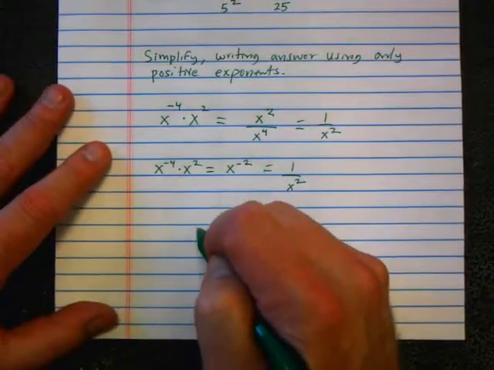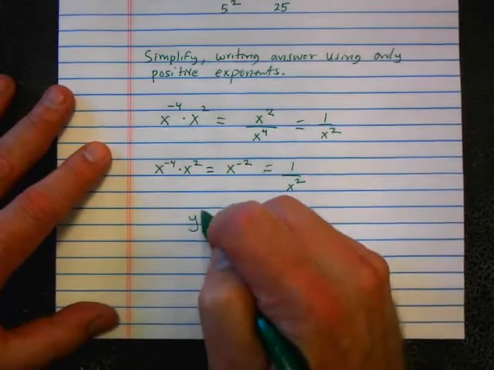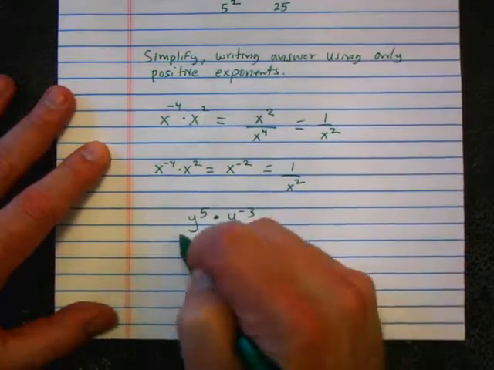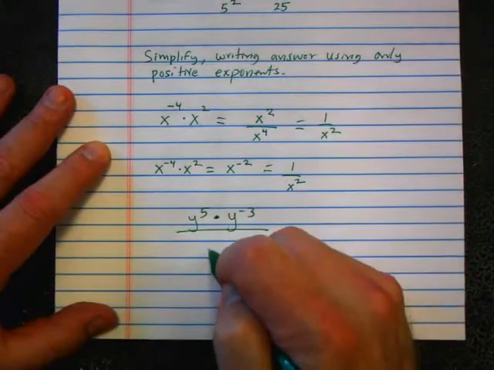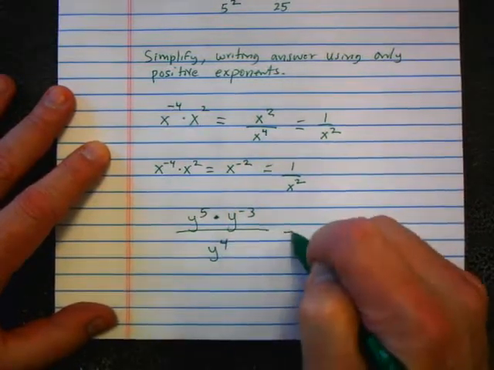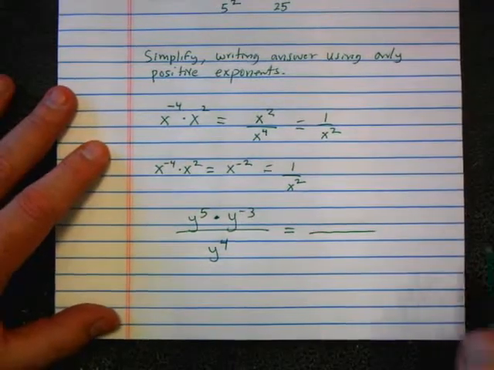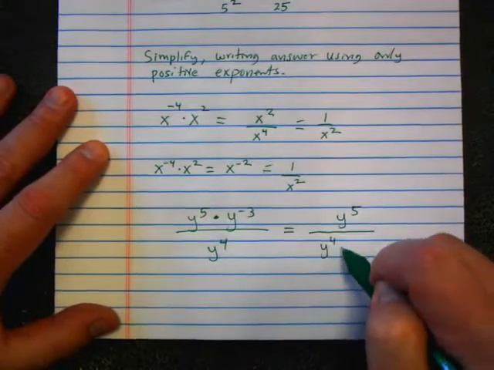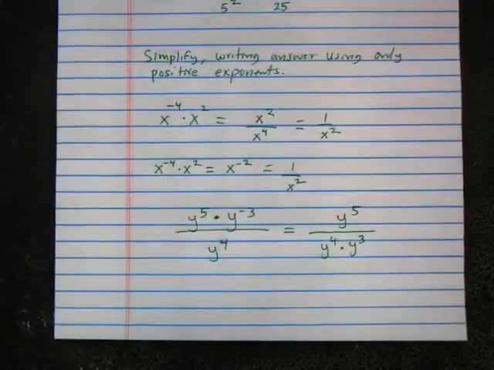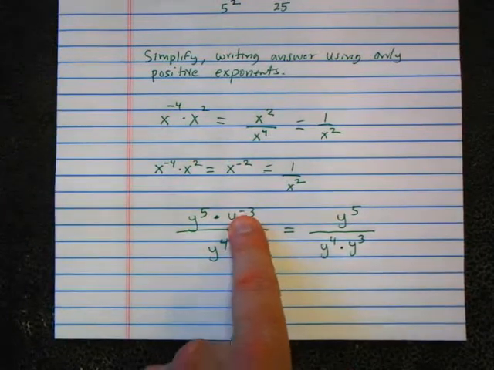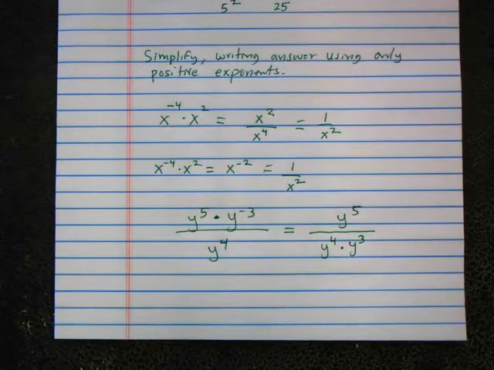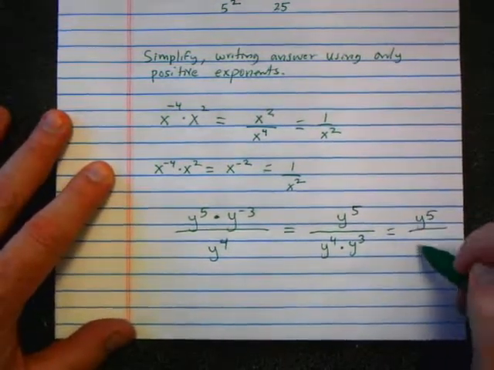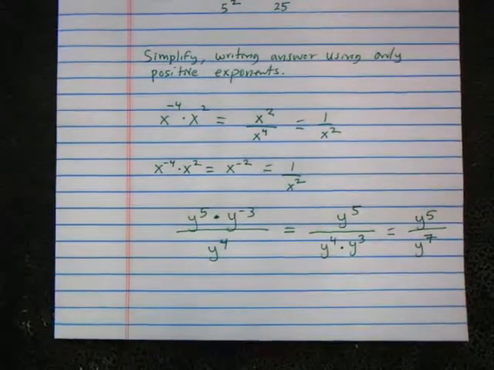If I had y to the 5th times y to the negative 3 divided by y to the 4th. All right, so you like to move things top and bottom, okay? He saw that this thing had a negative exponent. Negative exponents go down to the bottom. And then what would you do? Combine the bottom ones. It's y to the 5th over y to the 7th.